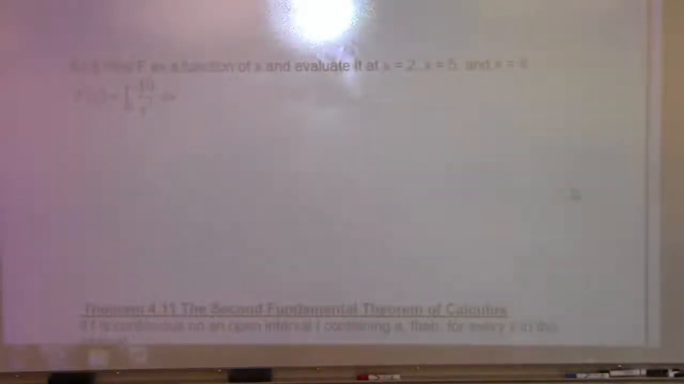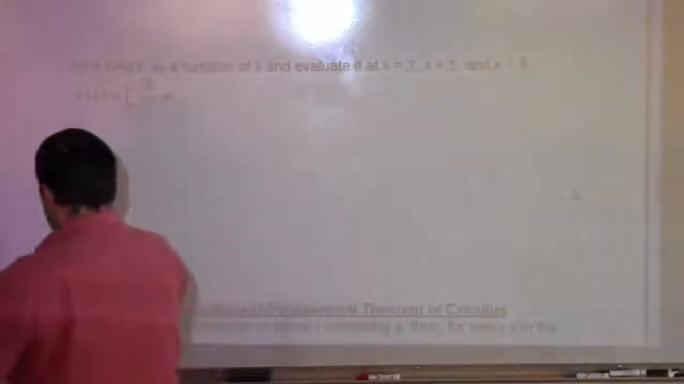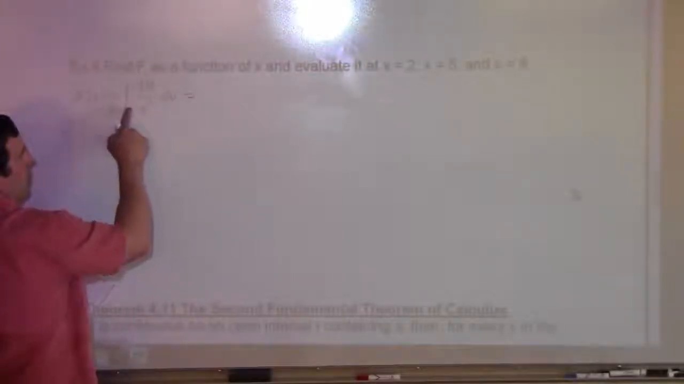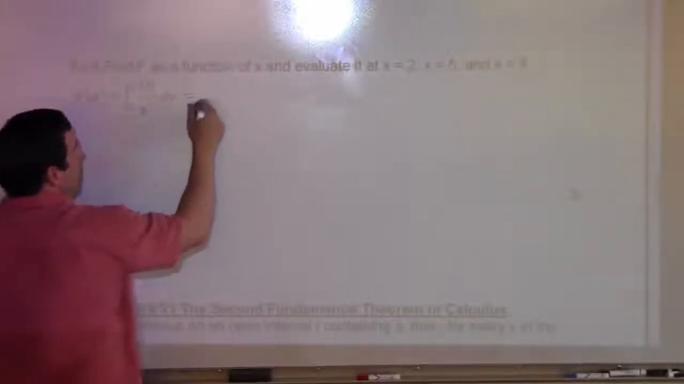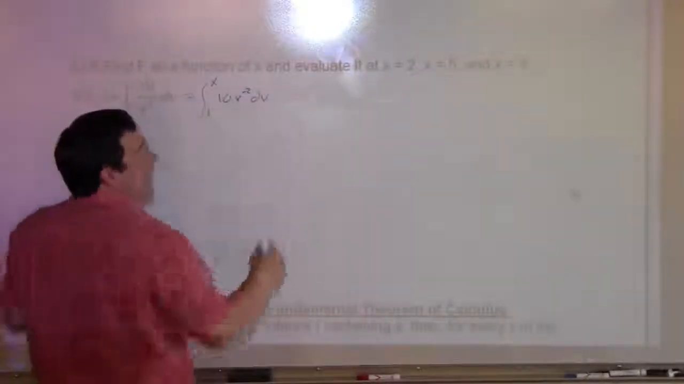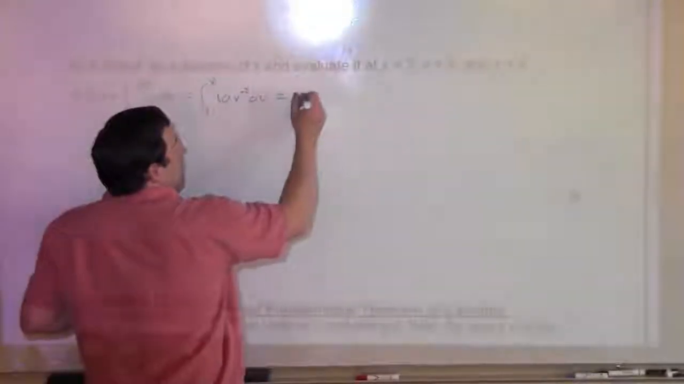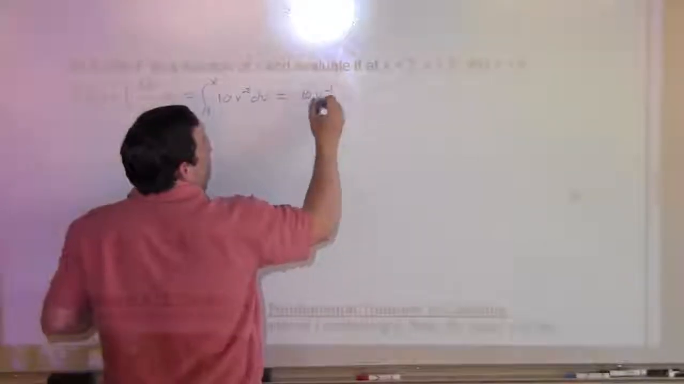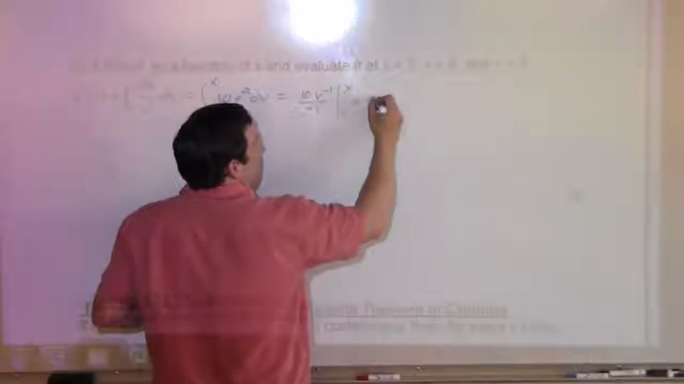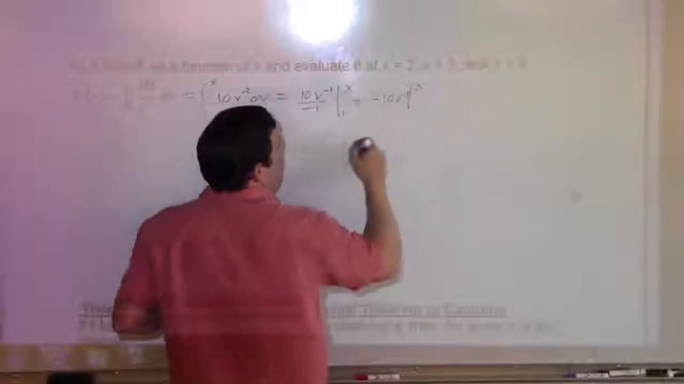Okay, example 6. Find F as a function of x and evaluate it at x equals 2, 5, and 8. So capital F of x is the integral from 1 to x of 10 over v squared dv. I'd write this as the integral from 1 to x of 10v to the negative 2 dv. Helps me to see it a little better. I don't get as intimidated because there's a fraction in there. So that's going to be 10v to the negative 1 over negative 1 from 1 to x.